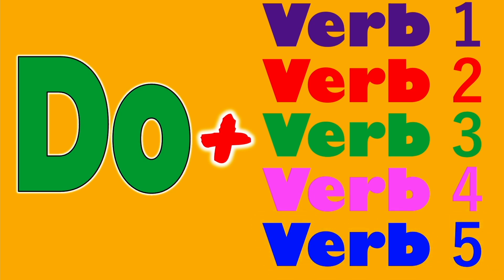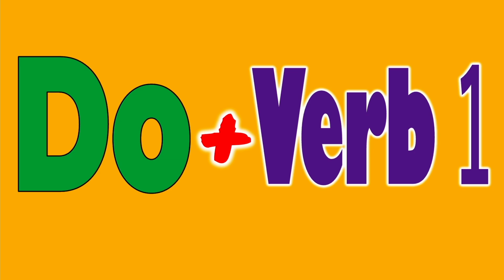And out of this list, it's an easy choice. You can always remember this. It will always be true. It's always correct. Do plus verb 1. This is a lock. This is a really strong connection. They are married. They're married. They're locked together.